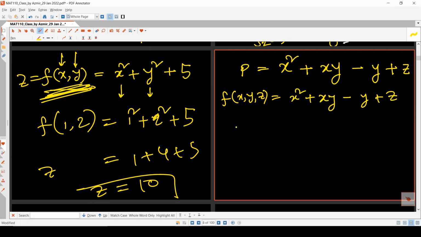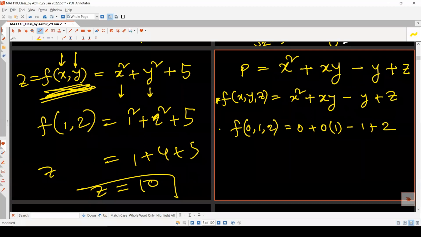So suppose I need to find the value of p when x is 0, y is 1, z is, let's say, 2. So at first, I need to input x, y, and z. Then only it is possible to find the value of p. Okay, so p equals 0 plus 0. If we calculate this one, it is 1. So finally, p equals 1.